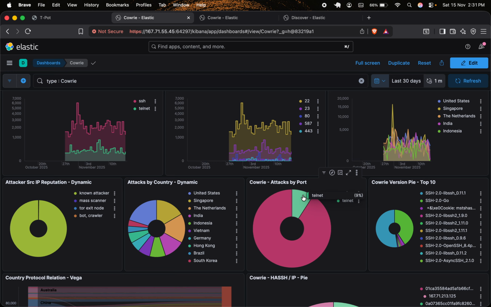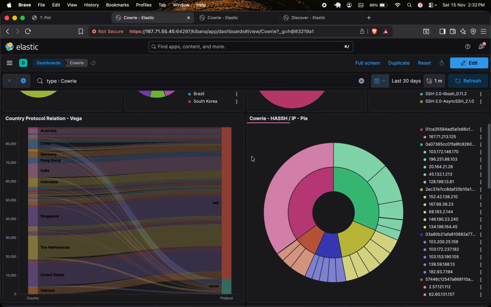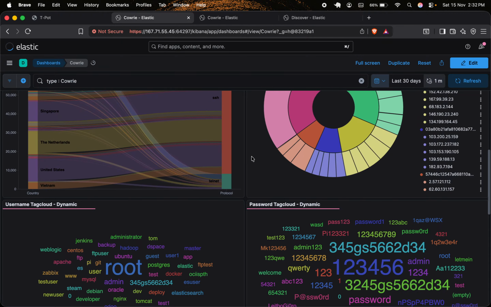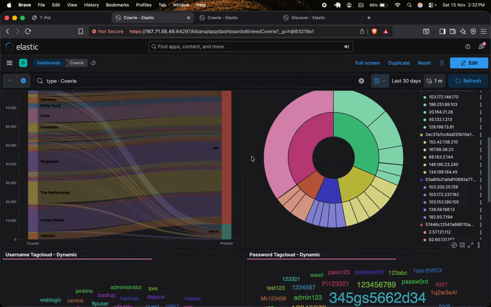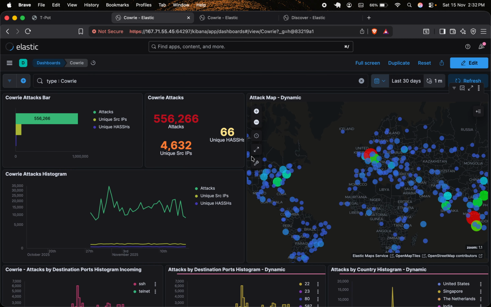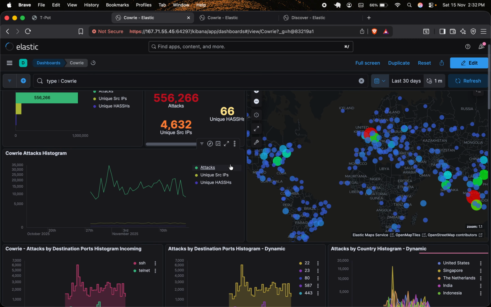There are also some attackers who use port 23, that is telnet, and they try to access your system through brute force. They apply various techniques so that they can easily access your system. This is the initial dashboard that you are looking at for the Cowrie container. Here we discuss some of the important factors about the Cowrie container.